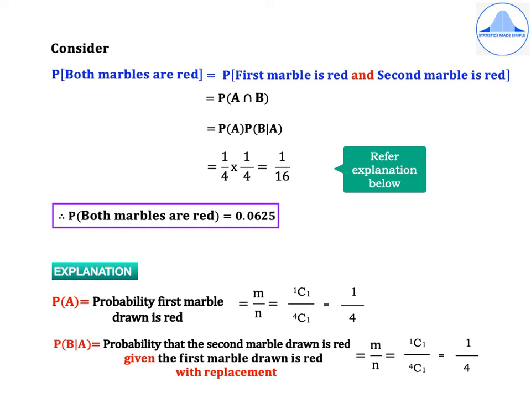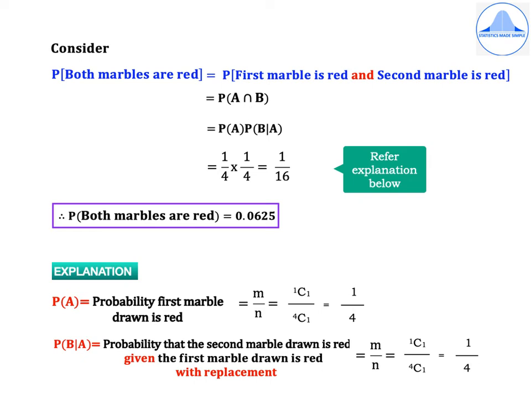Consider probability both marbles are red. This statement is interpreted as first marble is red and second marble is red. So it's equal to probability first marble is red and second marble is red, and is highlighted in red color. Replace the phrases by the respective events. This is equal to probability of first marble is red, event A, intersection second marble is red, event B. So you get P of A intersection B.